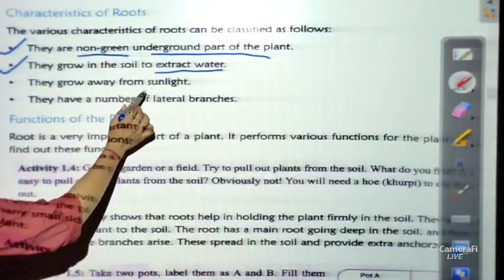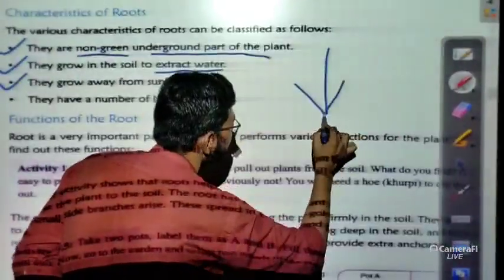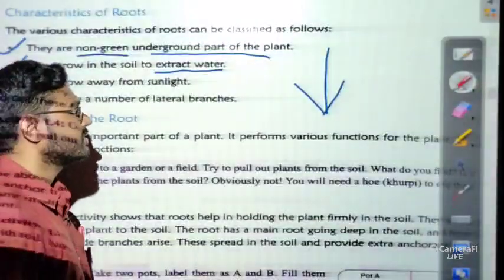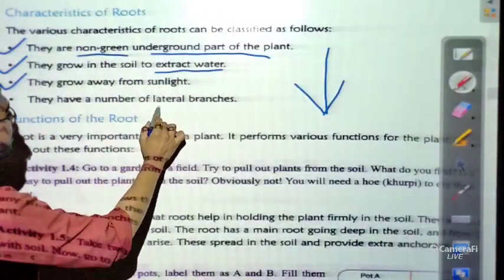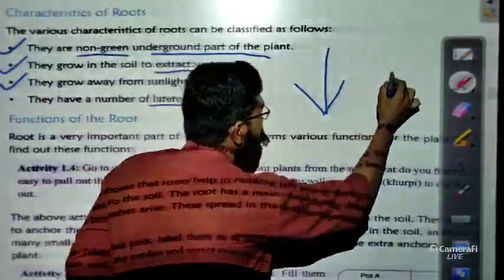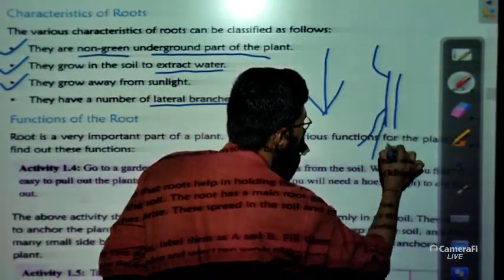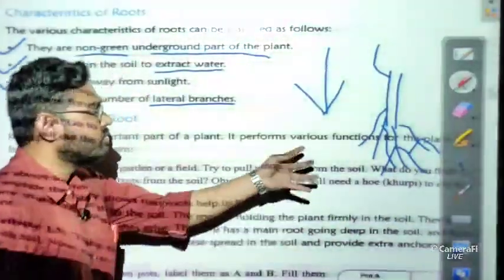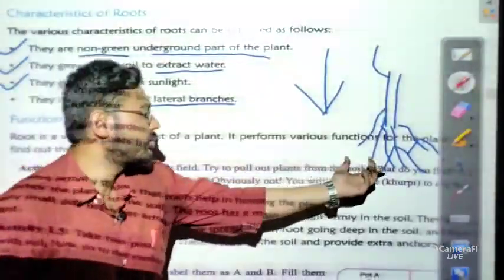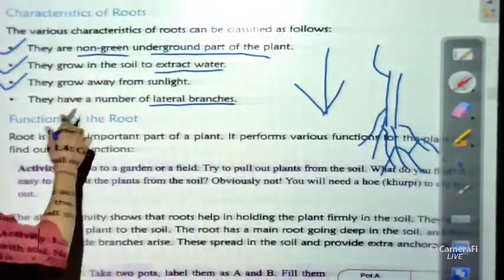They grow away from sunlight. That means in this direction, we have already discussed. And they have a number of lateral branches. Lateral branches means that if this is the main branch, many lateral branches are there like this. We have seen in the case of the fibrous root system that many lateral branches are there. So these are the characteristics of root.